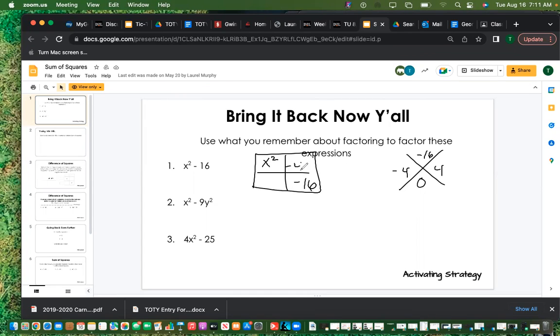So I got negative 4x and 4x. When I take out the GCF, the greatest common factor, from each row and column, I'm going to get x minus 4. And then on this one, I'm going to get x plus 4. So your final answer will be written as x minus 4 times x plus 4. No, you can say x plus 4 times x minus 4.